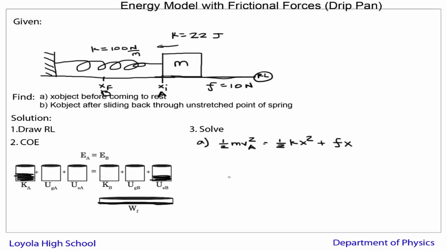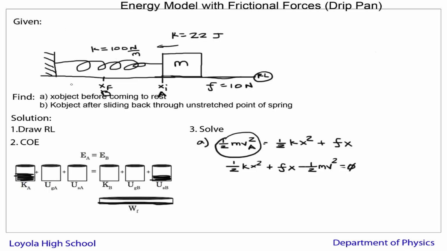Okay, so for part A, we want to solve for x. This quantity here is actually given. That's the 22. We don't have to plug in anything. It's just a straight 22 joules. And so we have an x squared term and an x term. So what this leads us to is a quadratic. If I rewrite this in quadratic form, it's going to be 1/2 k x squared plus frictional force times x minus 1/2 mv squared, which is our 22, equals 0. So now we have it in quadratic form, and we can use the quadratic formula to solve for x.